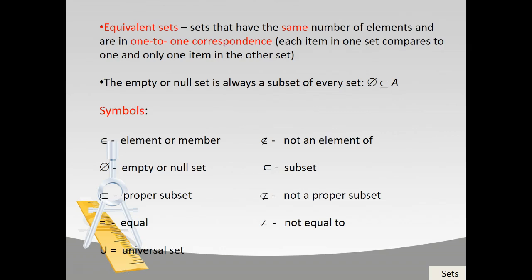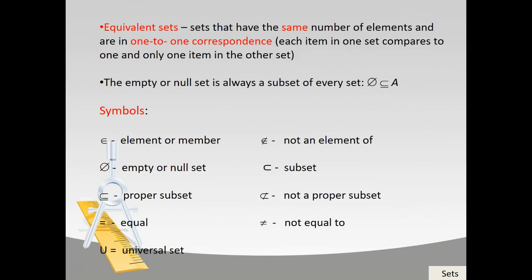Besides having equal sets, we also have equivalent sets. And these are sets that have the same number of elements and are in one-to-one correspondence. That means that each item in one set compares to one and only one item in the other set. So these would be sets. I'll give you an example.